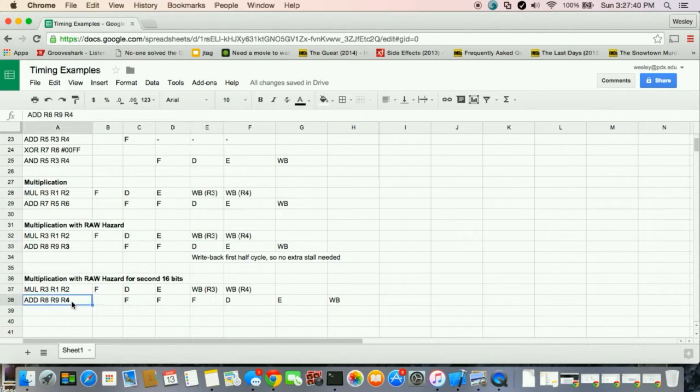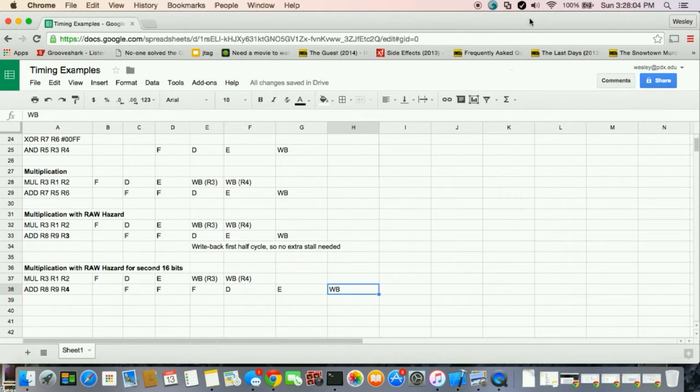However, if we want to read register 4, which is written back in the second write back cycle, we incur an extra stall penalty because we need to decode register 4 after writing back in that same cycle. So we have 3 fetches, and then we can finish the add instruction here.